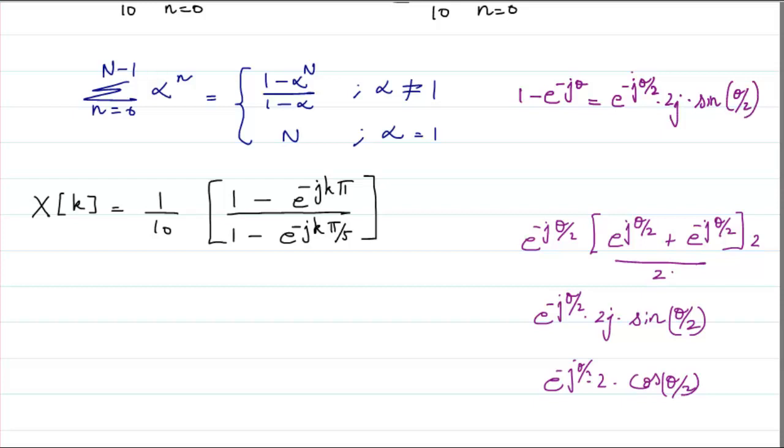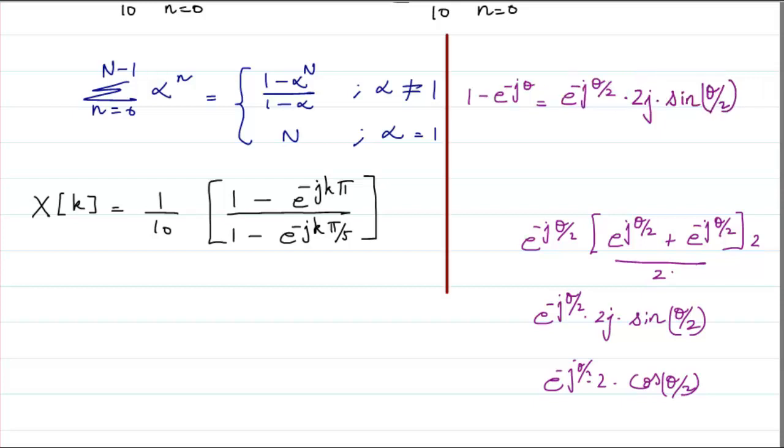Okay, let me write it properly. So 1 minus e raised to power minus j theta can be written as e raised to power minus j theta by 2 into 2j into sine theta by 2. Similarly, 1 plus e raised to power minus j theta can be written as e raised to power minus j theta by 2 into 2. So I will write that 2 in the front, so that is much better.